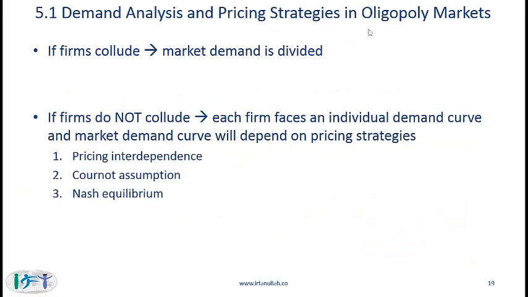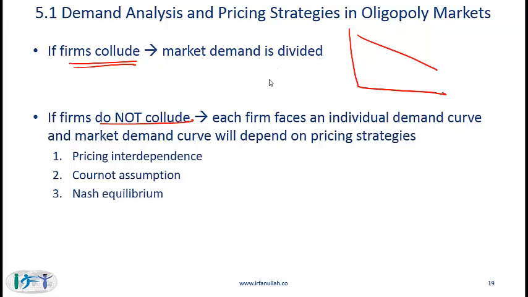Demand analysis and pricing strategies in oligopoly markets. At a high level, there are 2 possibilities. Possibility 1 is that the firms in an oligopoly market collude. The other possibility is that they do not collude. If the firms do collude, then there will be a certain market demand. So this is the overall market demand, and the firms in the oligopoly agree on how they will divide this particular demand.